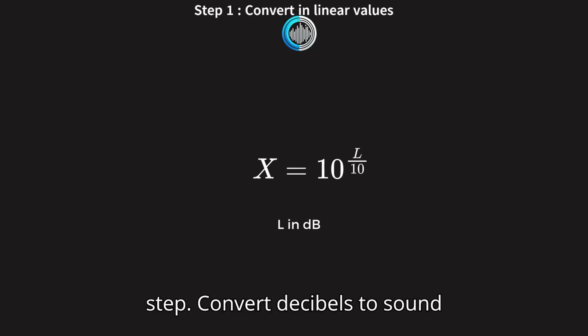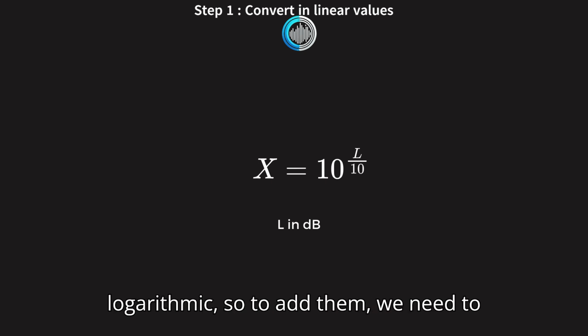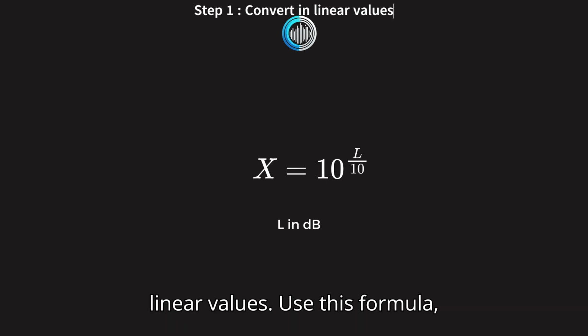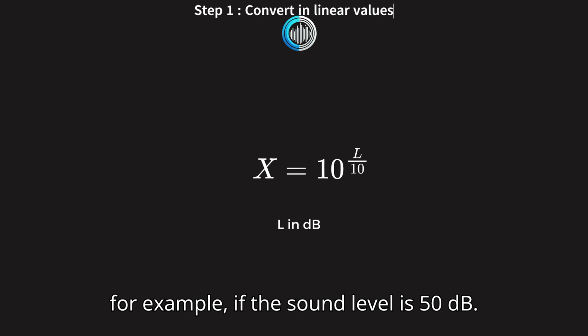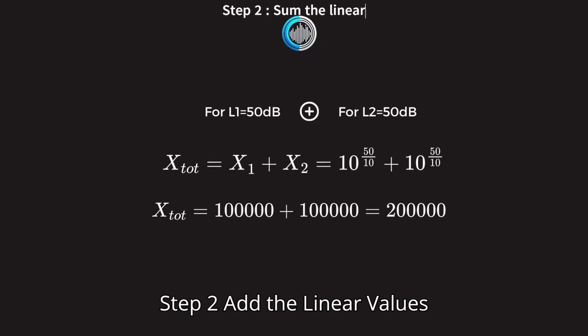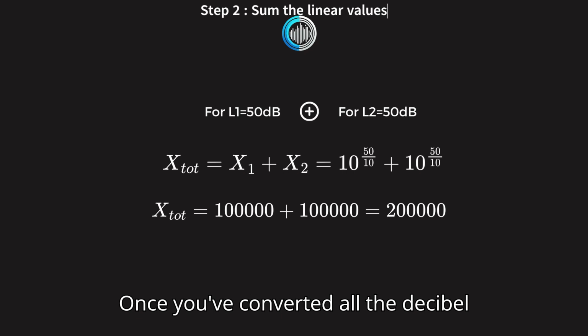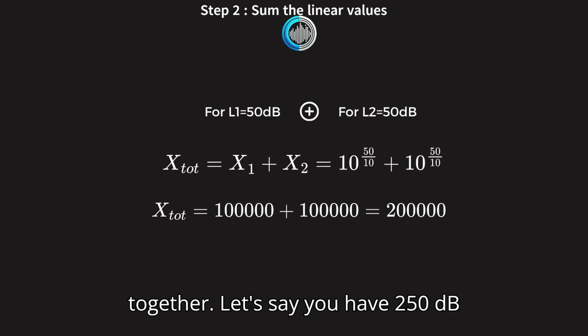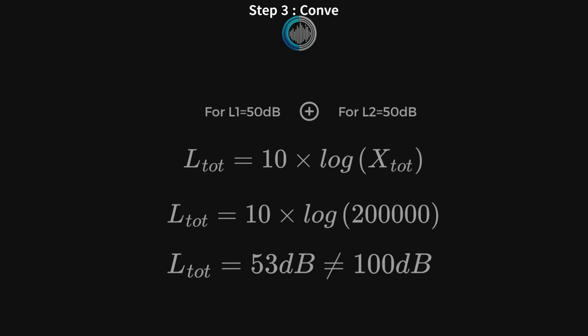Step 1. Convert decibels to sound pressure, linear scale. Decibels are logarithmic, so to add them, we need to convert them into their corresponding linear values. Use this formula. For example, if the sound level is 50 dB. Step 2. Add the linear values. Once you've converted all the decibel levels to linear values, add them together. Let's say you have two 50 dB sounds.